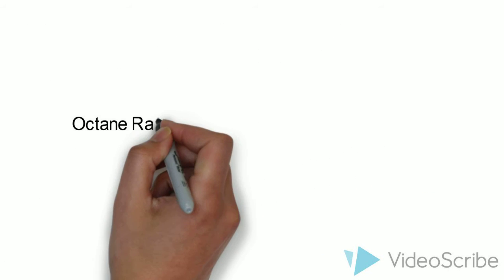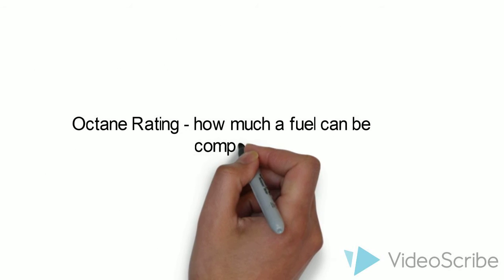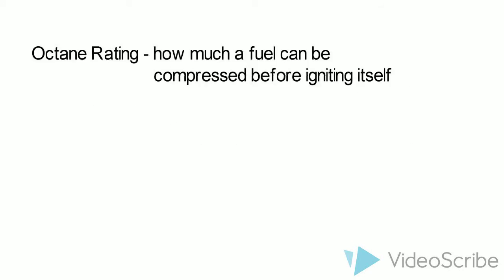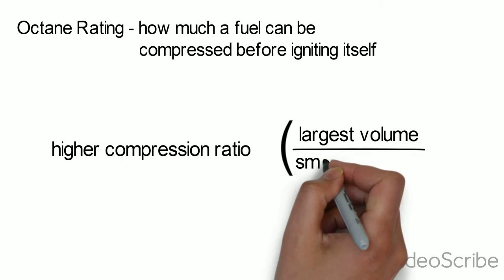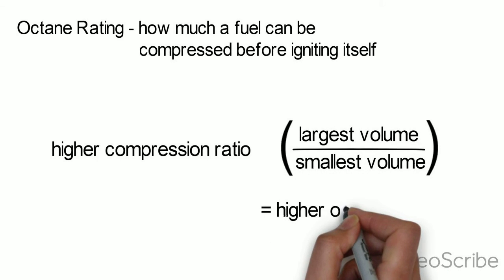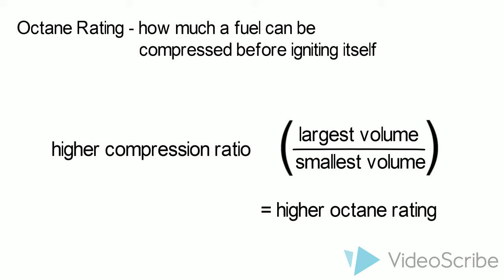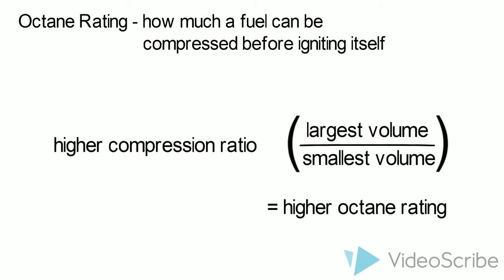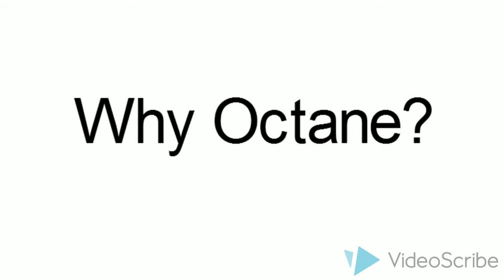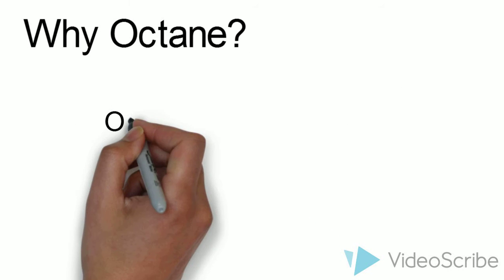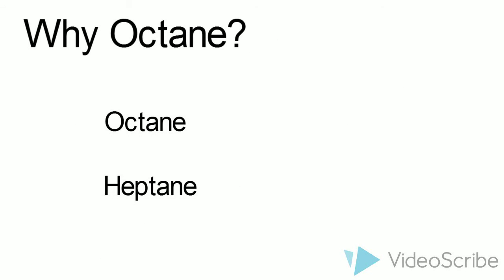The octane rating of a fuel is a measure of how much it can be compressed before igniting itself. An engine with a higher compression ratio, of the combustion chamber's largest volume to its smallest, requires a higher octane rating than one with a lower compression ratio. So why is it called the octane rating? The octane rating is found by comparing a gasoline to a mixture of octane and heptane.